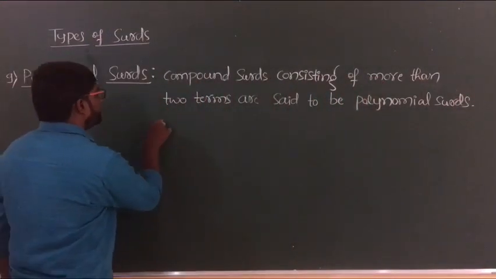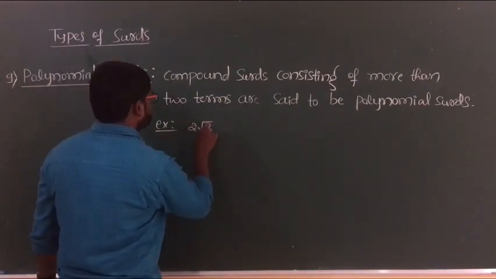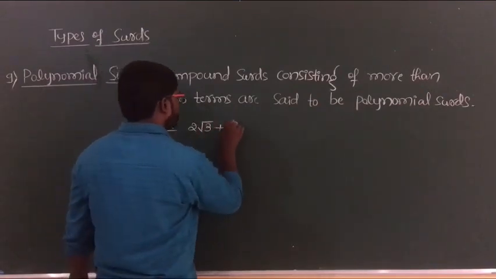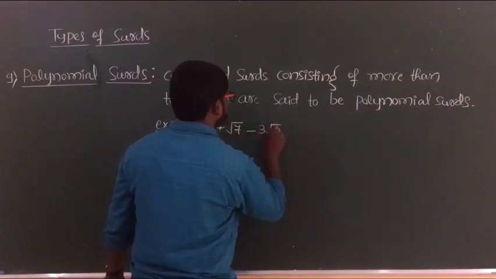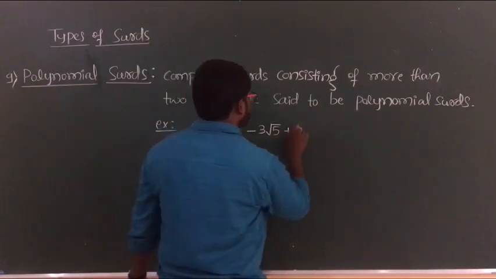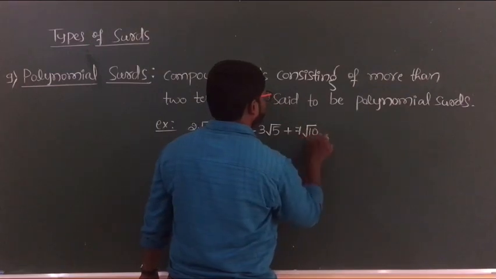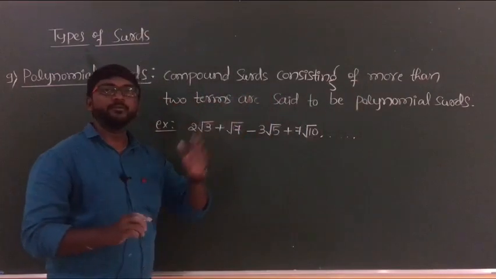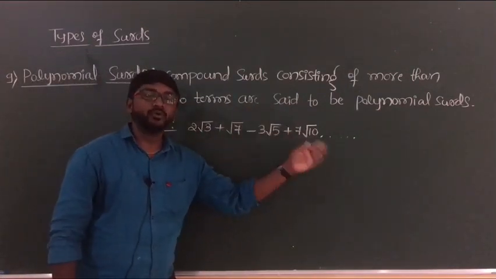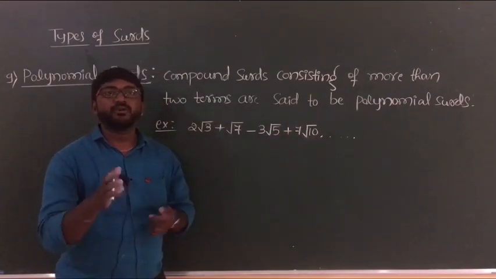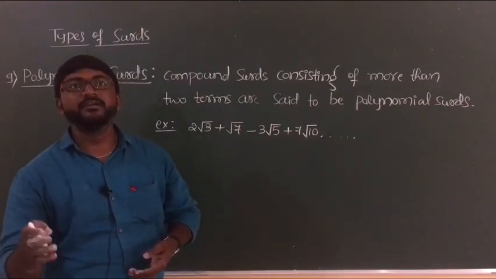So let us give an example for polynomial surds. So see here, 2 root 3 plus root 7 minus 3 times root 5 plus 7 times root 10 and so on. Like this you can give many examples. So see here, this compound surd has more than 2 terms, so that is why we call this a polynomial surd. So this is all about today's class. We have discussed about a surd and its types.